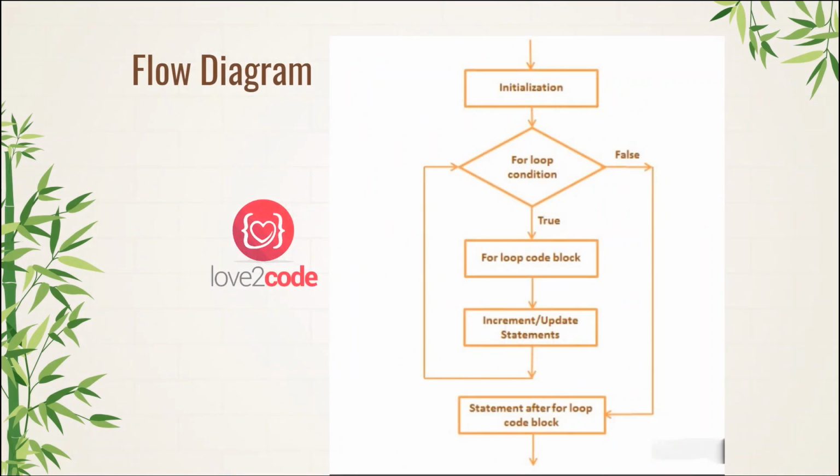So let me show you a flow diagram for a for loop. First we initialize, then we check for a condition in the for loop. If this condition is true, we enter the block and execute this block of code. Then after that we go to statement 2, which can be an increment, decrement, or any kind of statement, and then again we check the condition. If the condition is true, we continue this process. If this condition is false, we come out of the loop and execute the other statements.